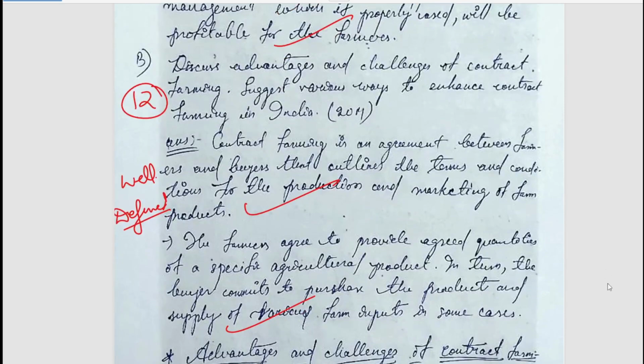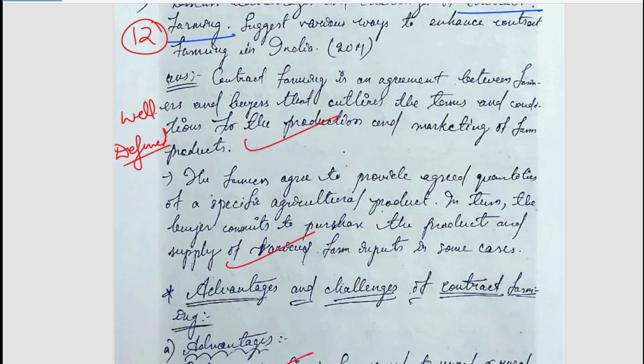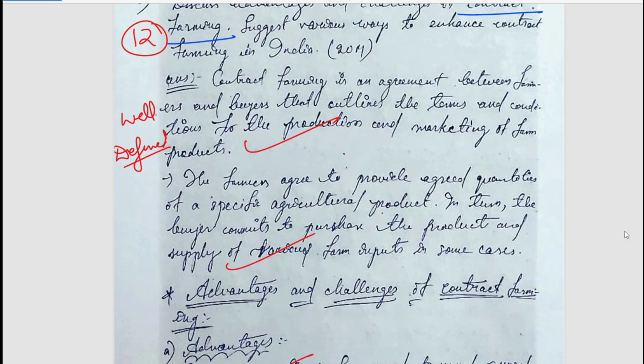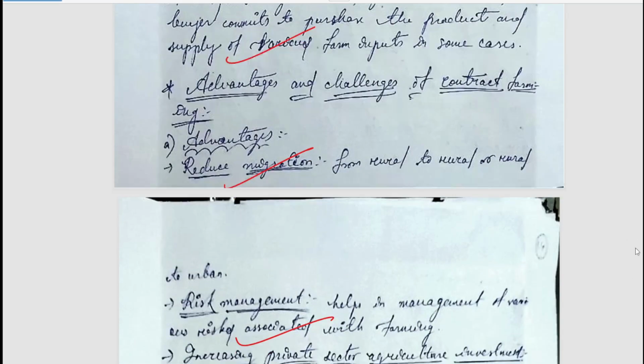Now let's move to the next question. The next question is, discuss the advantages and challenges of contract farming and suggest various ways to enhance contract farming. So we all know what contract farming is. There is an agreement between some private players and the farmers, who produce the crops as per the private players' requirements, and in return the private players give them various kinds of inputs. They also get money as decided in the contract. So this is what contract farming is.